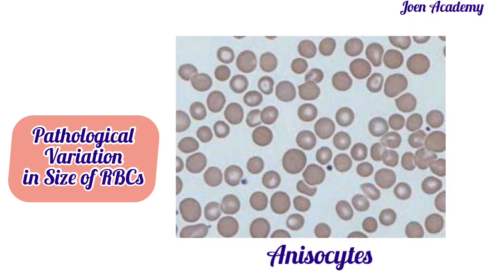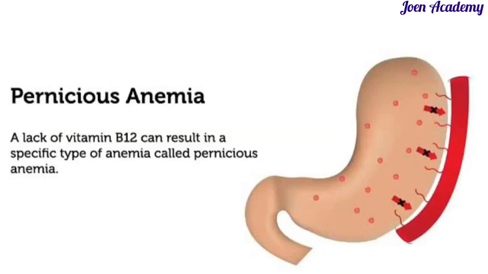Anisocytes are red blood cells without uniform size. Where we see this type of red cells is in pernicious anemia. Anemia will be properly dealt with in another video.